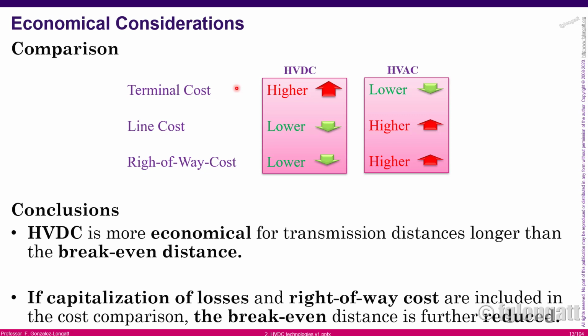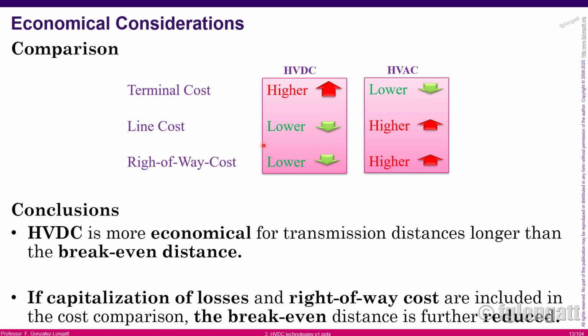But if we go for two more things, one of them is the line cost. HVDC requires fewer cables. Let's start from there. If you are using a three-phase line, you need 3 conductors. But if you are using a DC line, you need 2 conductors. 1 conductor is less for the DC systems. And 1 conductor is not just the wire. It's also all the mechanical support, the insulation, and all the components related to that wire.